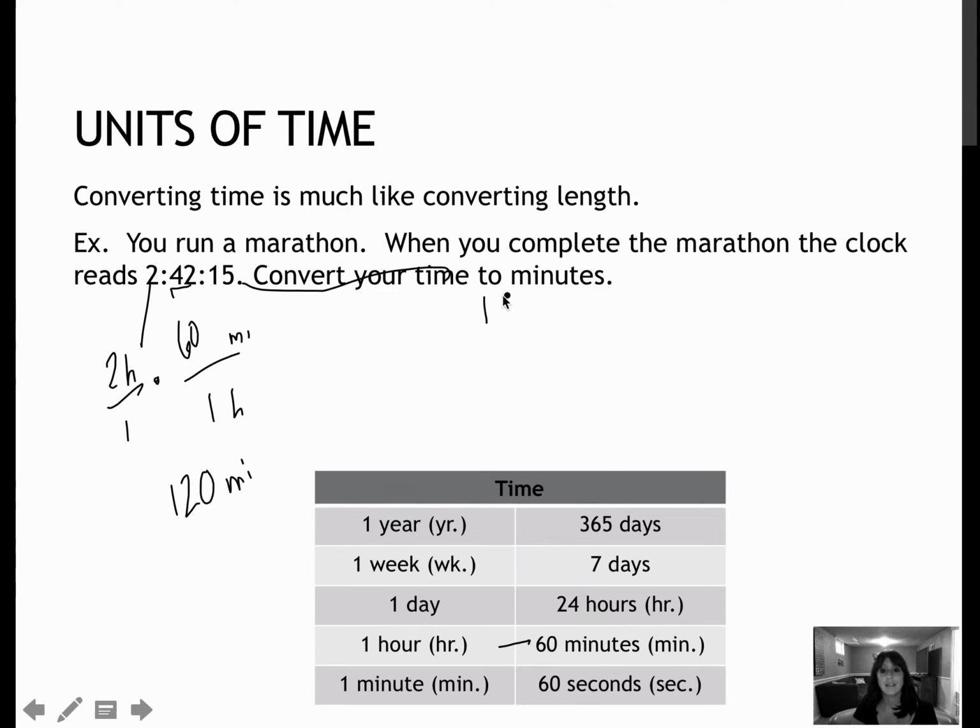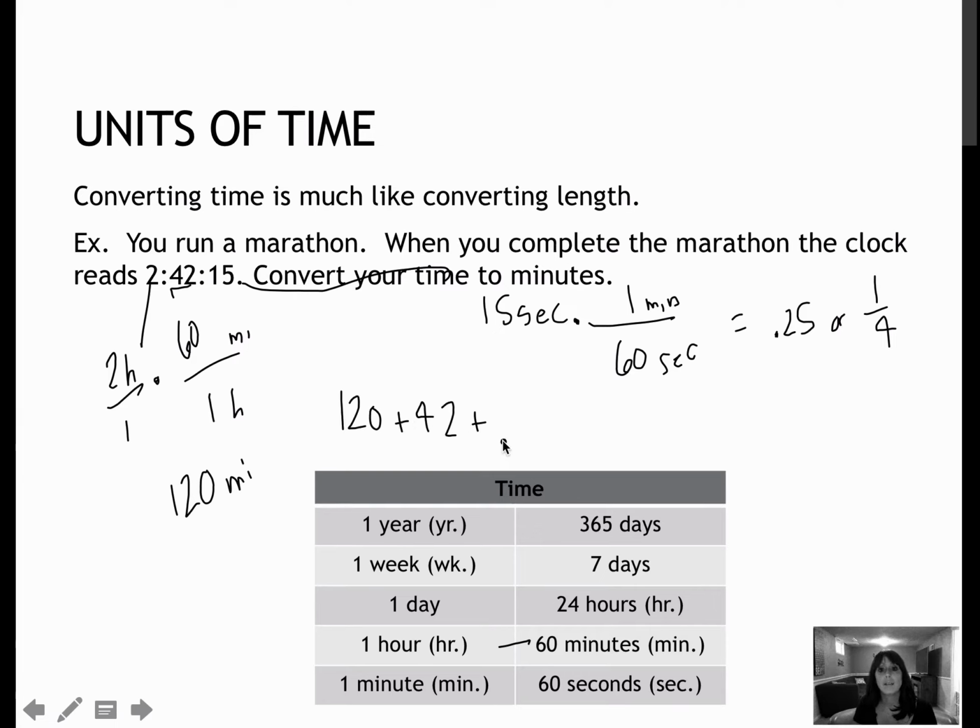15 is in seconds, so 15 seconds, I need to turn that into minutes as well. And so there are 60 seconds in 1 minute. And if I multiplied and then divided, I would end up with 0.25 or 1/4. And so if I were turning this into total time in minutes, I would add 120 plus the 42 plus the 0.25, and I would end up with 162.25 minutes. Good job. Good job just even making it through a marathon.